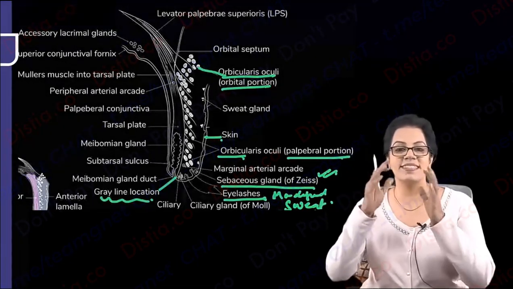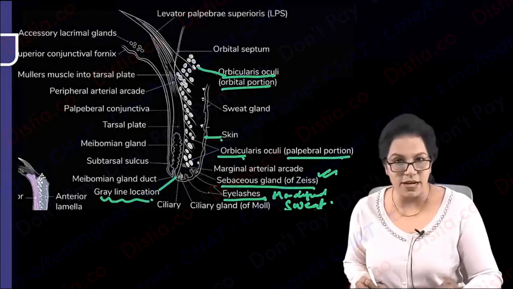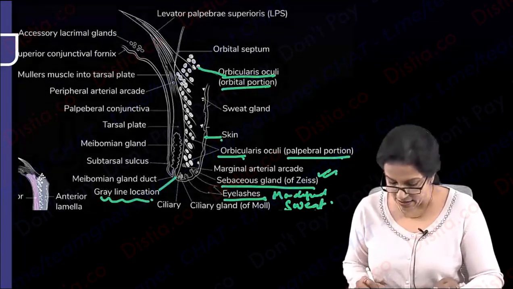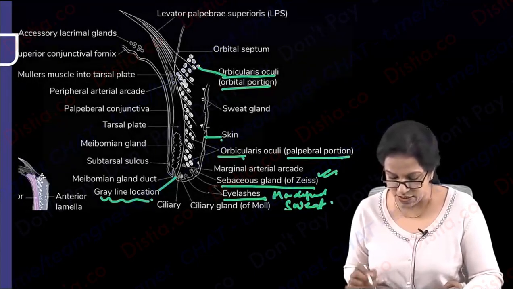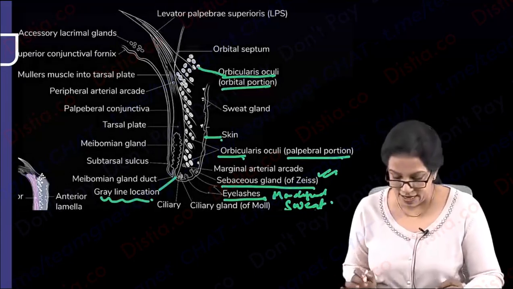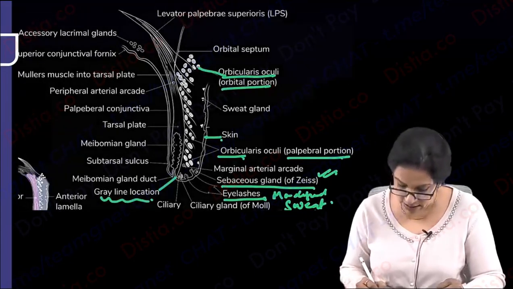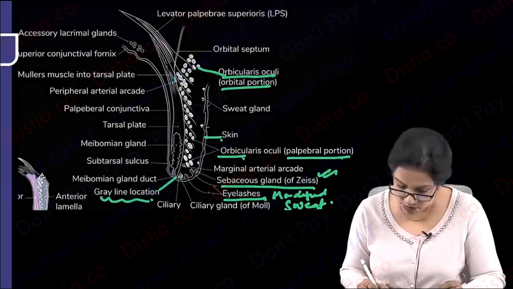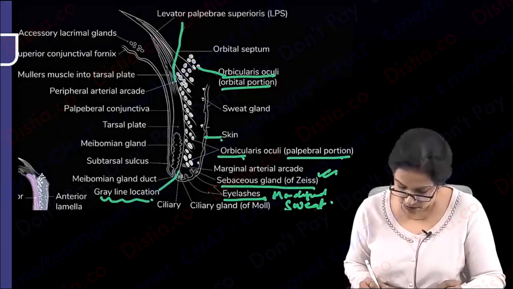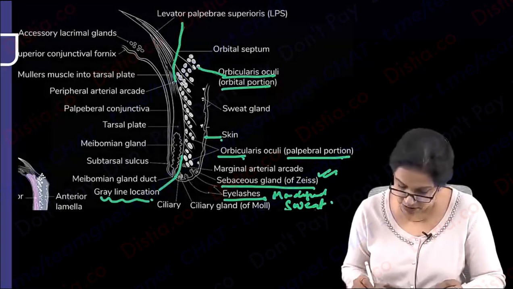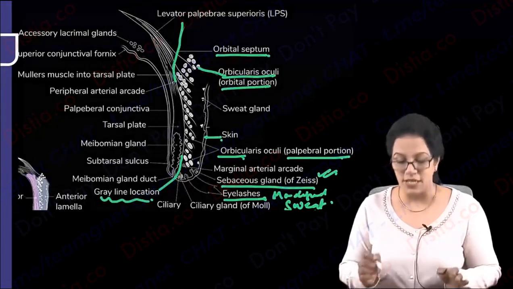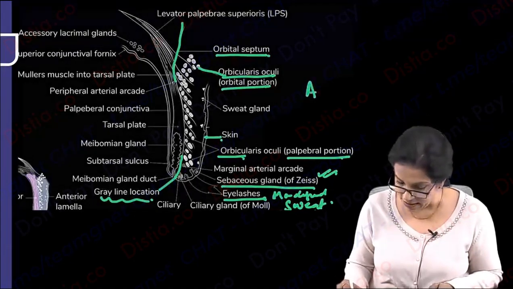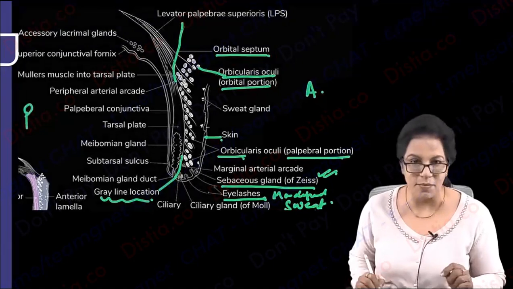Skin, subcutaneous, anteriorly you can make this lid margin, the eyelashes, and finally we talk about the orbicularis oculi portion, and these are the sweat glands. This is going to extend to the gray line corresponding to this one. This was the gray line and this corresponds later to the orbital septum. Now we will come posteriorly. So this is anterior, right? And this becomes your posterior lamella.